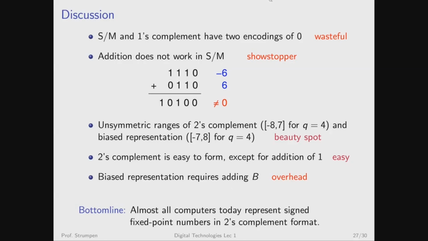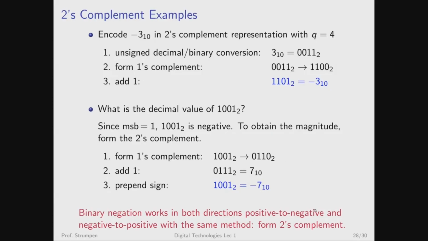And as a result of comparing all these different representations, all of today's computers, there may be some exceptions, of course, but in general, all of the digital computers that you and I are using right now represent signed fixed point numbers using the 2's complement format. Signed means the numbers can be interpreted positive and negative. Unsigned means non-negative only.